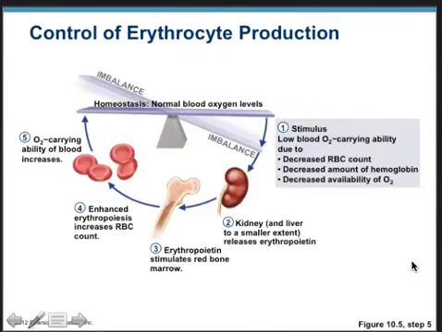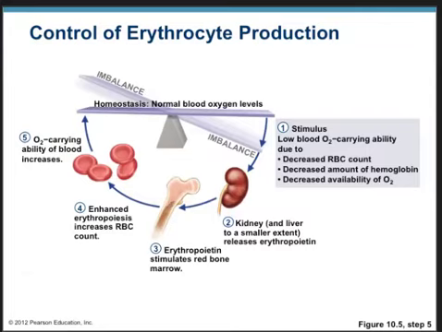How do we control erythrocyte production? Well, we do this using a hormone called erythropoietin, which is secreted by the kidneys. They produce the most erythropoietin as a response to reduced oxygen levels in the blood. Homeostasis is maintained by negative feedback from blood oxygen levels.